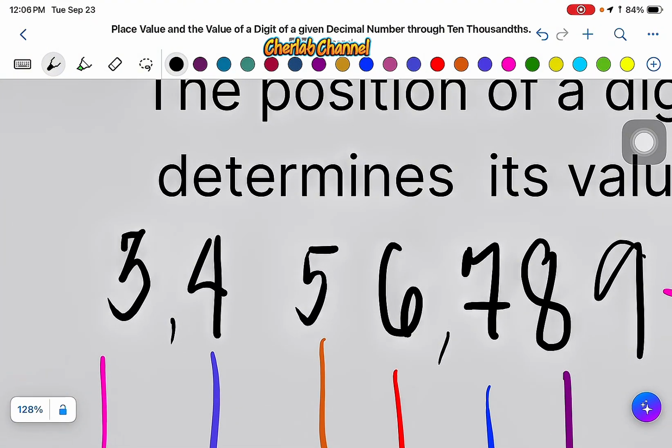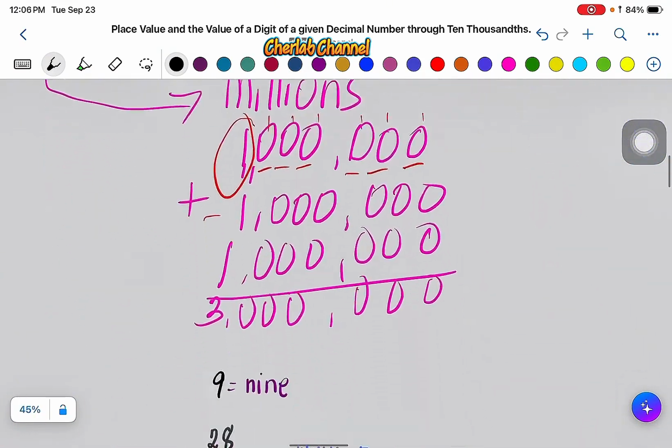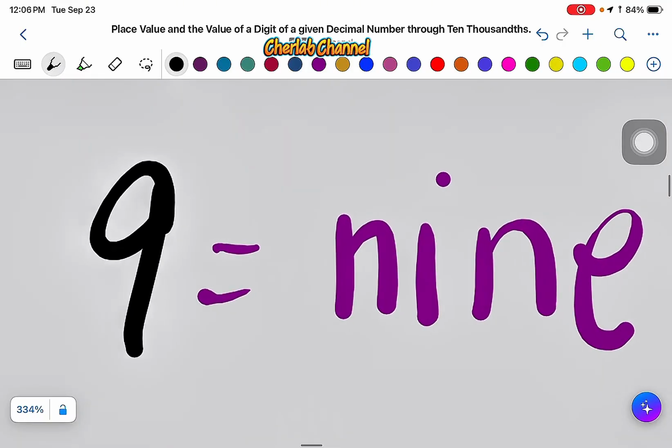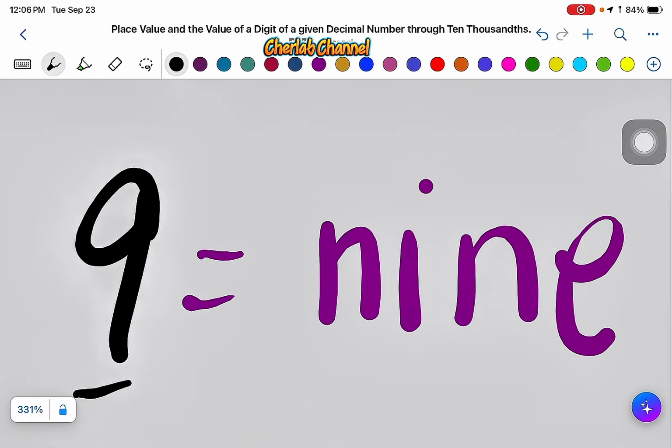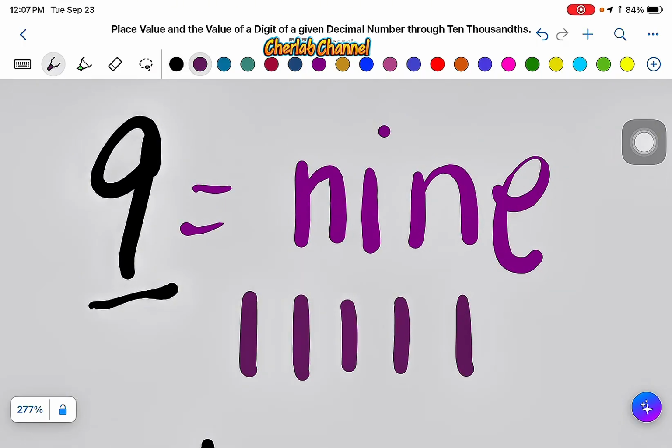Okay? Hindi lang yan 3, 4, 5, 6, 7, 8, 9, ma'am. No. 3,456,789. Now, let's say we have the number 9. This is a symbol. This is a number. It's number 9. The place value is at ones, meaning siyam na tig pipiso or tig iisa. So 1, 2, 3, 4, 5, 6, 7, 8, 9.